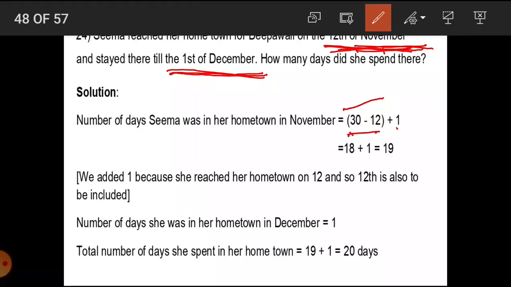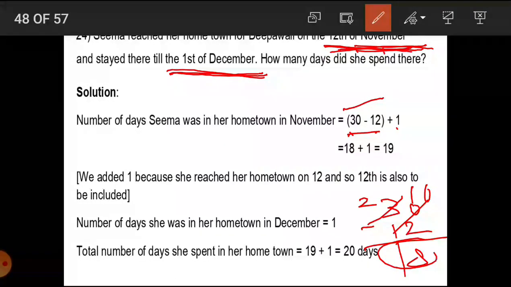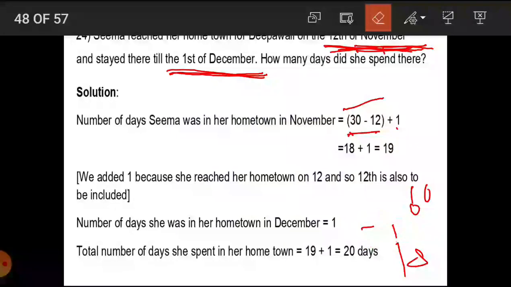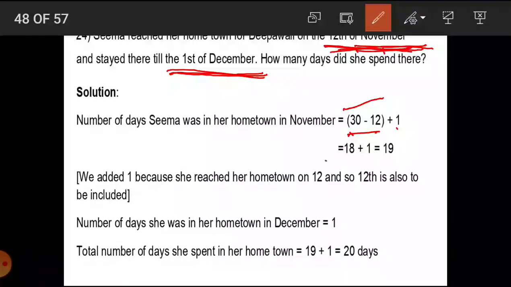So now 30 minus 12, if you do, what will be the answer? Let us do and see. 30 minus 12. 3 I will cut, make it 2. 0 I will cut, make it 10. 10 minus 2 is 8. Correct? And 2 minus 1 is 1. That means 18 days. In 18 days we are going to add 1. 18 plus 1 is 19. That means in the month of November she was 19 days in the hometown.